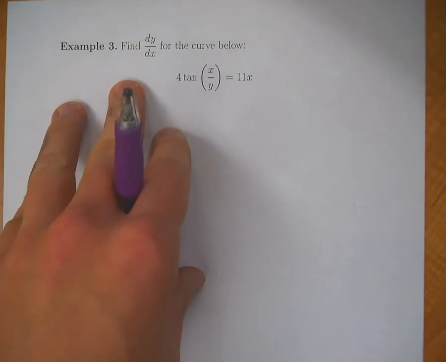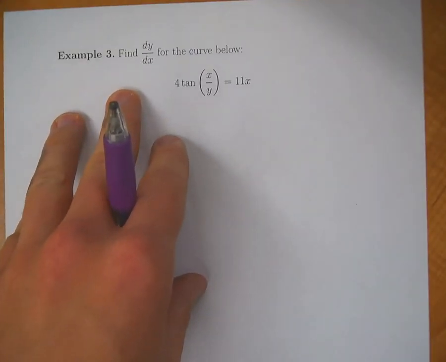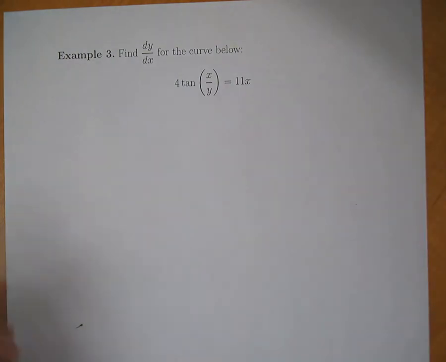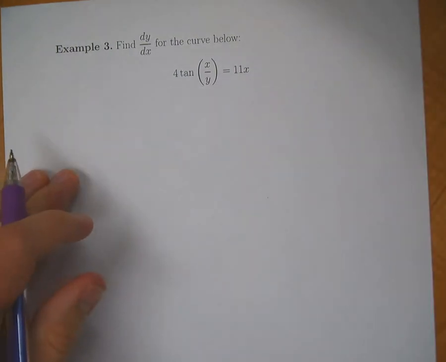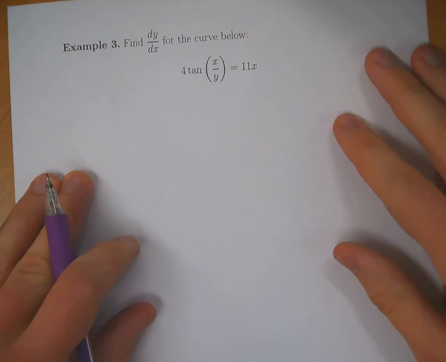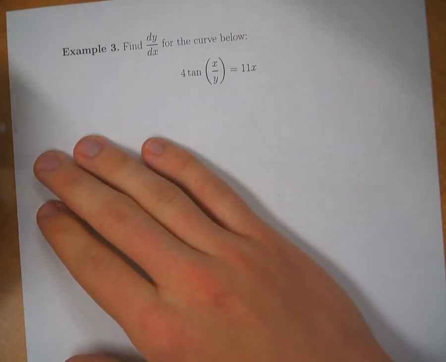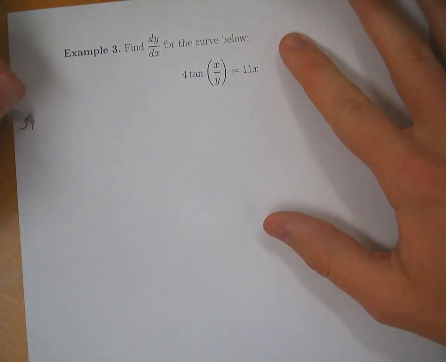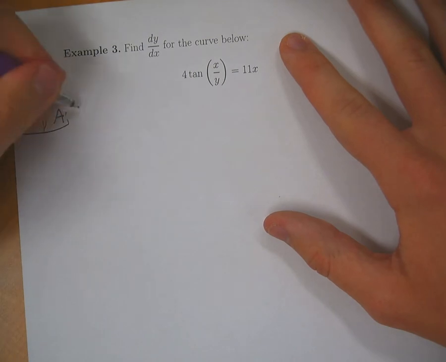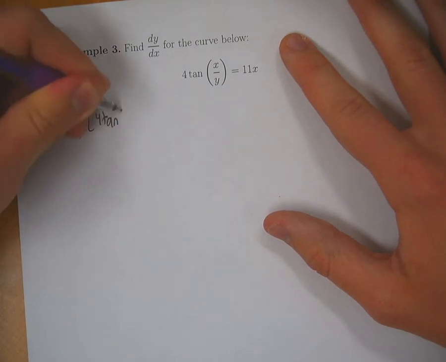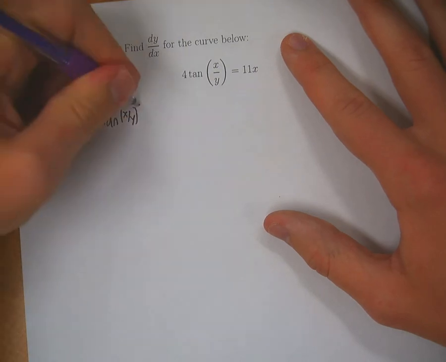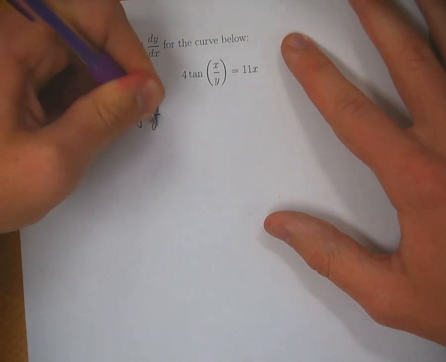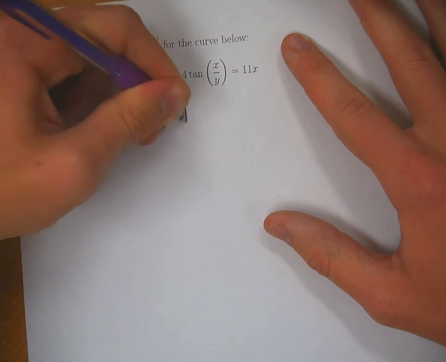Okay, example 3. Find dy dx for this curve: 4 times tangent of x divided by y equals 11x. In this case, all we really have to do is just do our usual 2-step procedure. So step A, differentiate both sides. So we have d over dx of 4 times tangent of x divided by y equals d over dx of 11x.